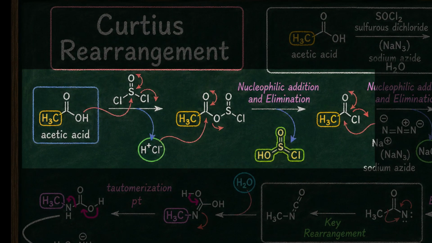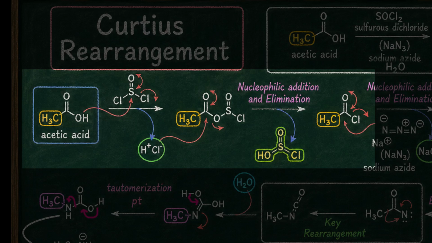We start with acetic acid reacting with thionyl chloride, SOCl2. The carbonyl oxygen of the acid uses its lone pair to attack the electrophilic sulfur of thionyl chloride. This happens because sulfur is highly electron deficient due to the attached oxygen and chlorine atoms. As a result, we form a chlorothioester intermediate. At the same time, one of the chlorine atoms leaves as Cl-, and the proton from the OH group combines with it to form HCl.